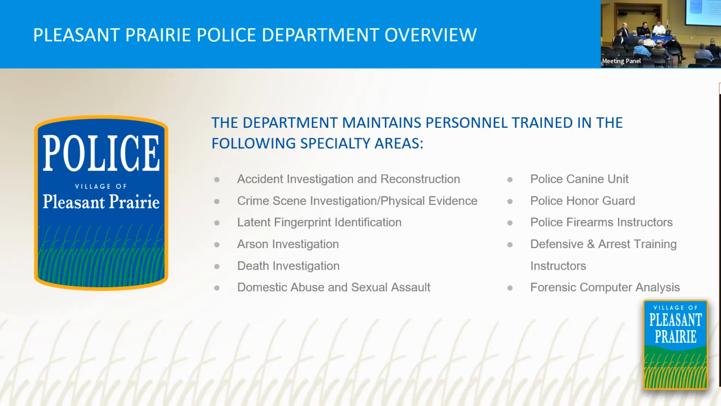allegations. The Pleasant Prairie Police Department responds to emergency calls requiring a police presence, obviously, and provides services to enhance safety and security for the 22,866 residents of the village, covering a total area of 33 square miles.